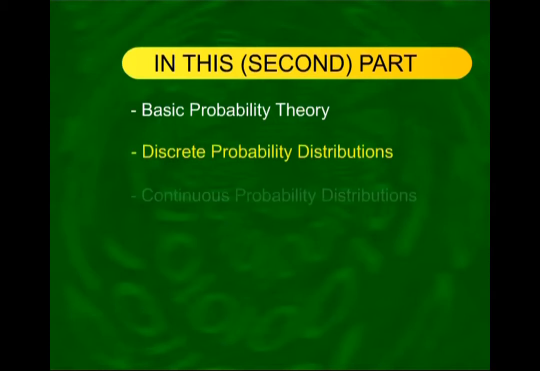quite enjoyable. In this part of the course, we will begin with the basic concepts of probability, and we will go on to discuss discrete and continuous probability distributions. In particular, we will be discussing the binomial distribution, the hypergeometric and the Poisson distributions, and also the most important distribution in statistical theory, the normal distribution. So let us begin with the very basics.